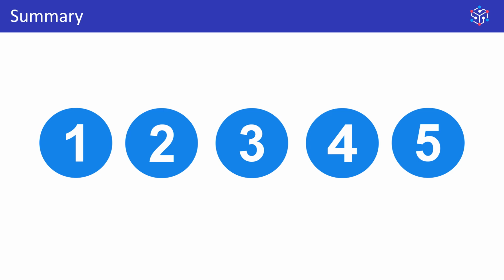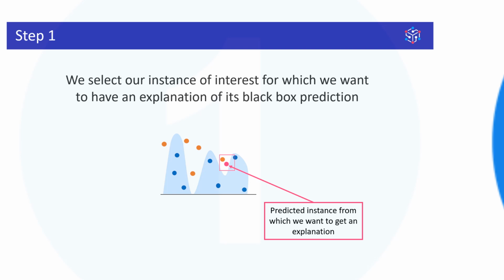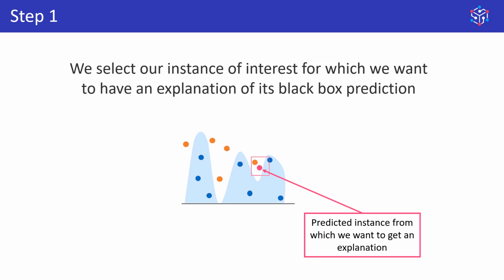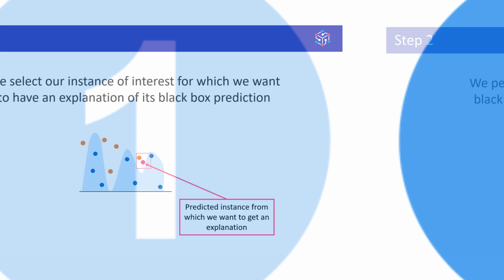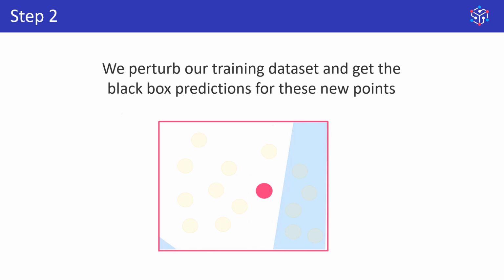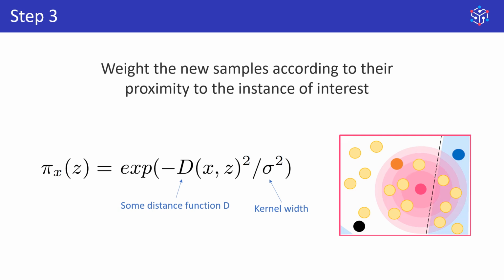Now it's time to recap and see everything we've seen so far, dividing LIME into intuitive steps. Step 1. We select our instance of interest for which we want to have an explanation of its black box prediction. Step 2. We perturb our training dataset and get the black box prediction for these new points. Step 3. Weight the new samples according to their proximity to the instance of interest.